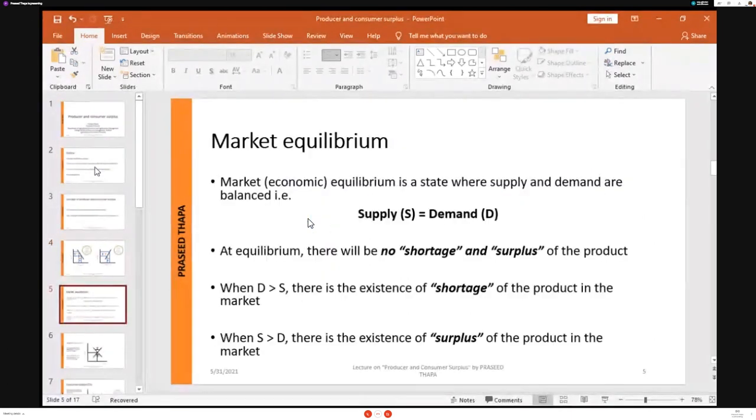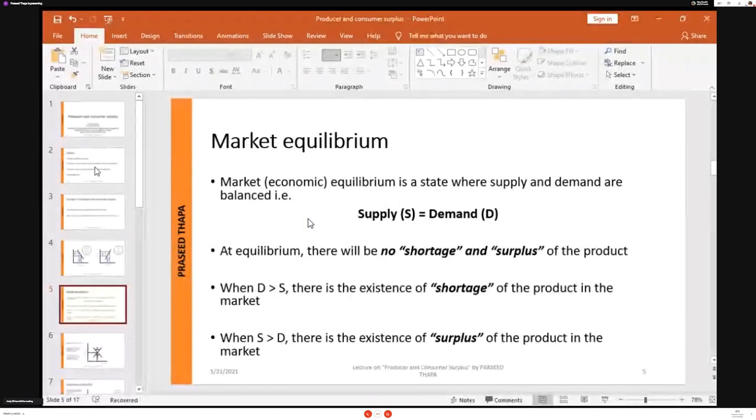Now let me talk about a few things about market equilibrium. In any market, if that market is in the state of equilibrium, then demand and supply are always equal. Market equilibrium can also be simply called economic equilibrium, and it refers to the condition that demand and supply are exactly equal. So in the equilibrium condition, there will be no shortages and no surplus of the product in that market.